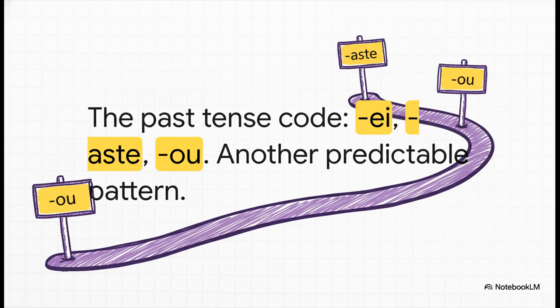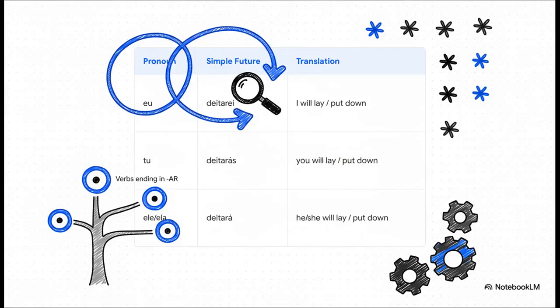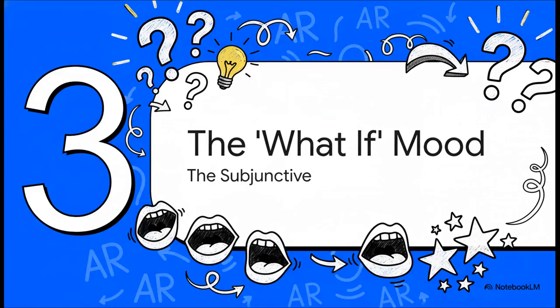It's pretty cool, right? And just to really hammer this home, let's look at the future. This one is brilliant because the pattern holds, but it's even easier. For the future, you don't even chop anything off. You take the whole original verb, deitar, and just tack on the future endings. It's another super clear, super consistent rule. Awesome. So we've got the basics down for stating facts.